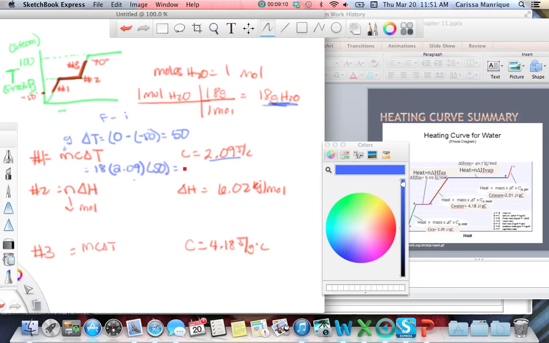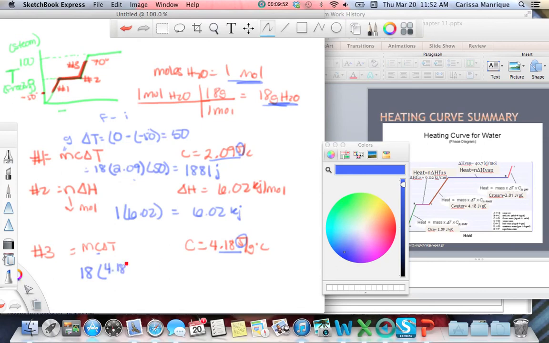If you plug this in, you should get 1,881. All right. Now let's do this one over here. So we have n delta H. We know n is 1 mole. So we're going to have 1 times delta H, which is 6.02 kilojoules. When you multiply this out, you're going to get 6.02. Let me put the units here. So this is kilojoules. Notice the previous one has a joule, so that is in joules. Now let's do the bottom one here. MC delta T. My mass is still 18. I haven't changed it. My C I wrote down is 4.18. Again, notice it's in joules.